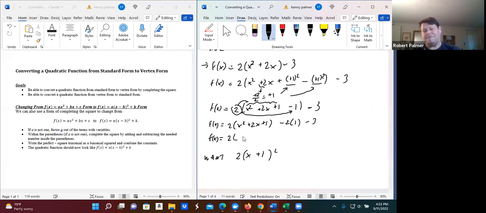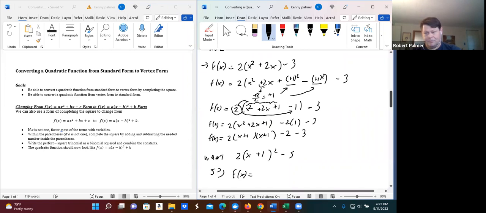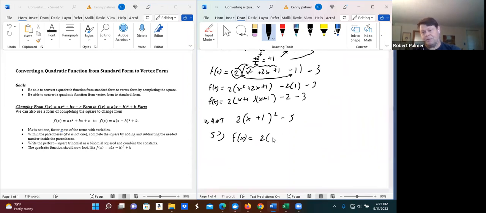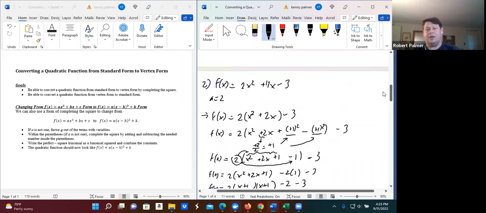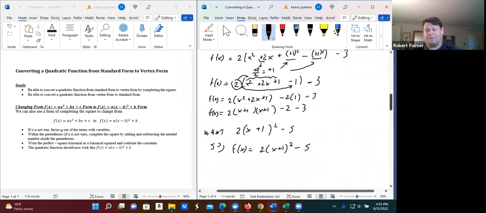So now if I factored this, what I would get would be x plus 1 times x plus 1. Of course, this is minus 2. This is minus 3. And so x plus 1 times x plus 1 is x plus 1 squared. Now here I have minus 5. So my function in vertex form is 2 times x plus 1 squared minus 5. So that is the same function as this, simply written in a different way. Once again, if you graph both of these, you will see they give you the same graph.